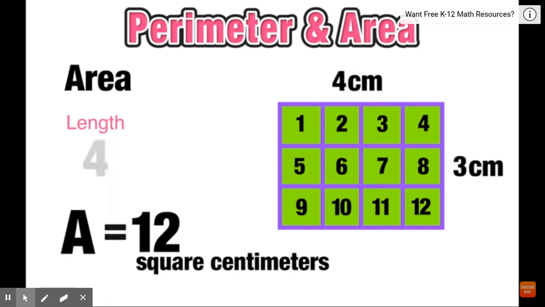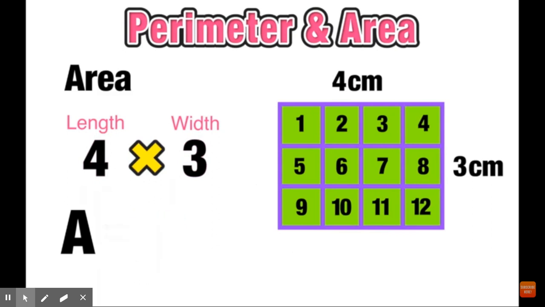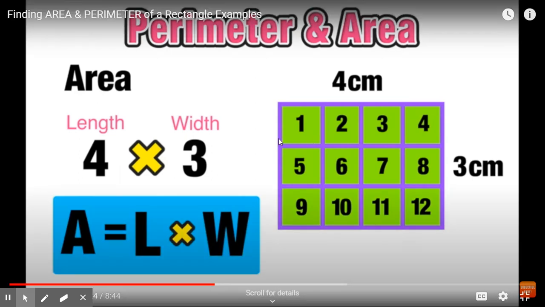Now you notice that the length of 4 centimeters and the width of 3 centimeters, when multiplied together, 4 times 3, is equal to 12, which was our area. And this is cool because this rule is going to apply to find the area of any rectangular figure. And we can say that the area is going to be equal to length times width.